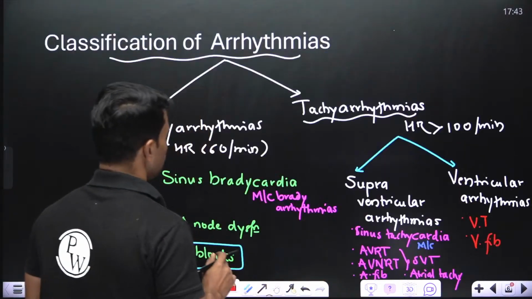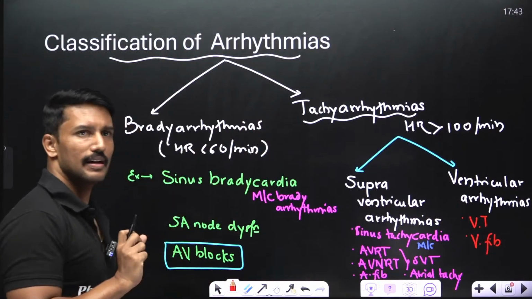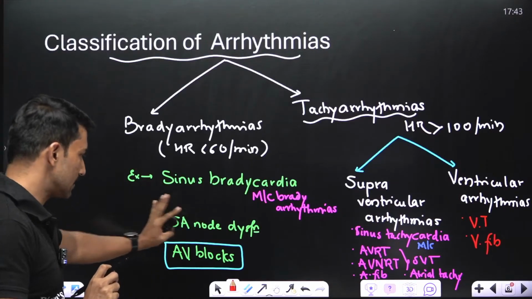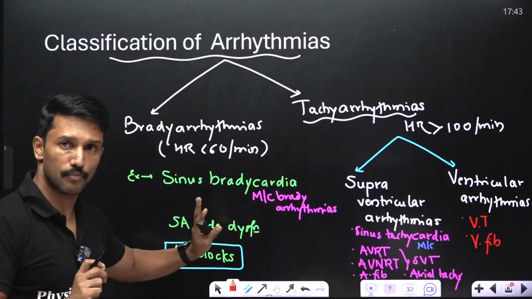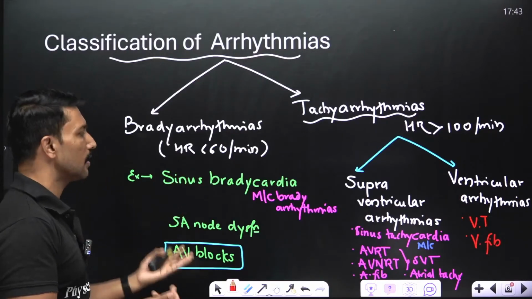Step number one, I need to know whether it is bradyarrhythmias or tachyarrhythmias. If it is bradyarrhythmias, it is pretty simple, right? As an undergraduate student, don't worry about the SA blocks. Concentrate on sinus bradycardia and AV blocks. Sinus bradycardia, you know, right?